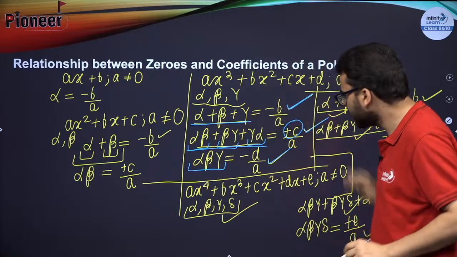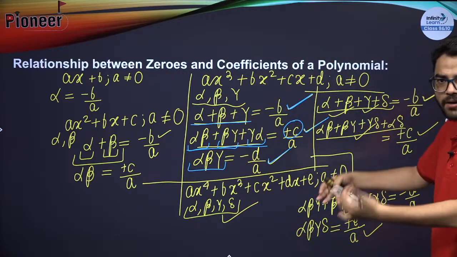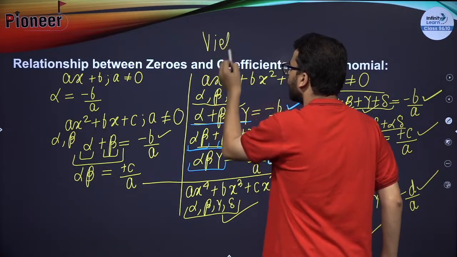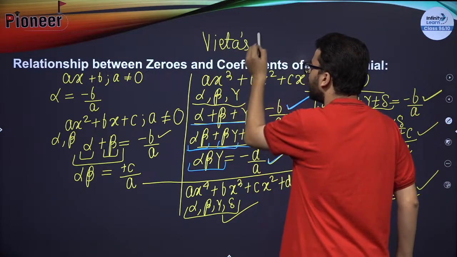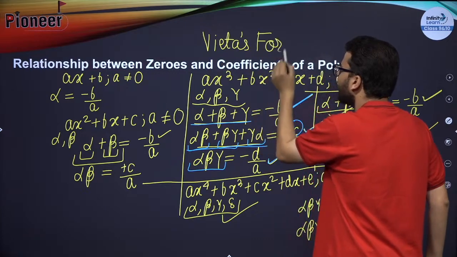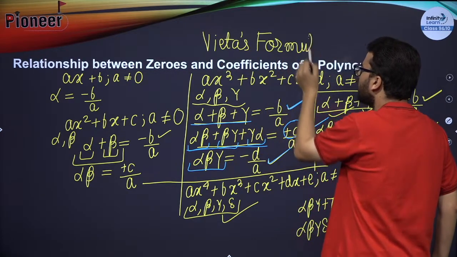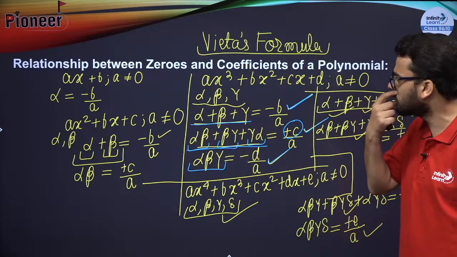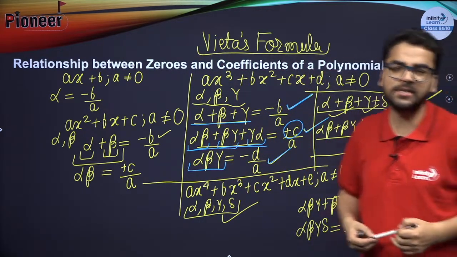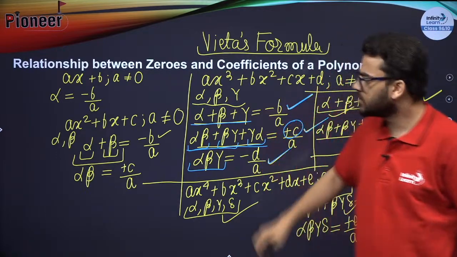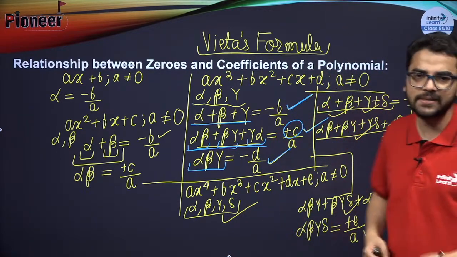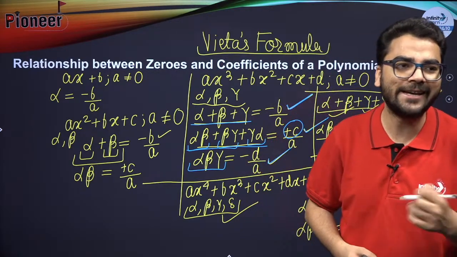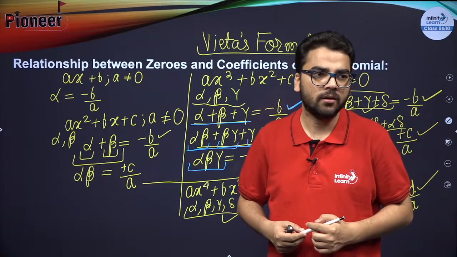And this relationship, the pattern over here, these are known as Vieta's formula. You might not have heard the name over here. Although you don't need to know the name either, if you know, that is good. No problem in that, because it is not normally written in your books. So these are known as Vieta's formulas, the relationship between zeros and coefficients of a polynomial of any degree.